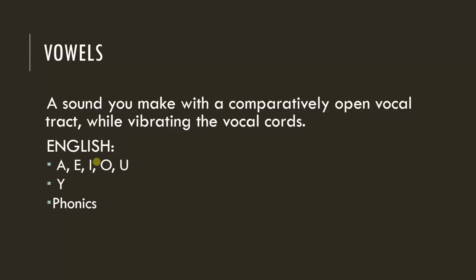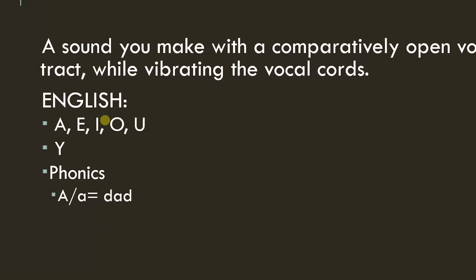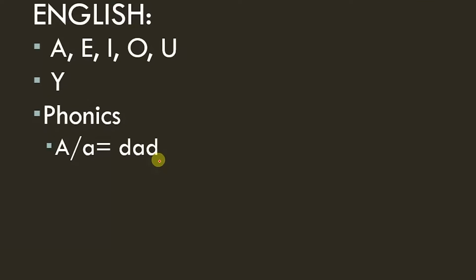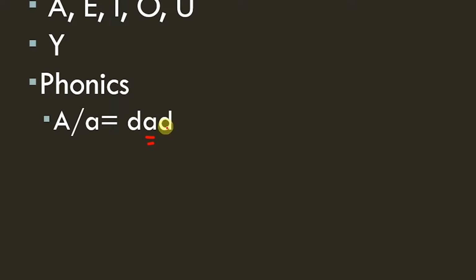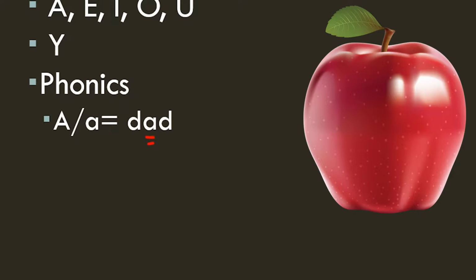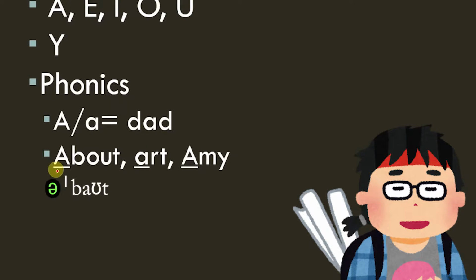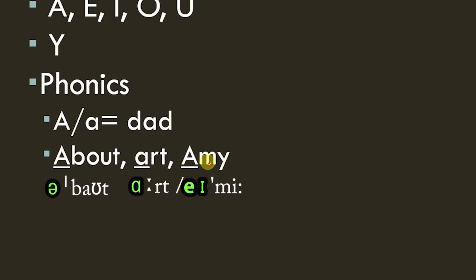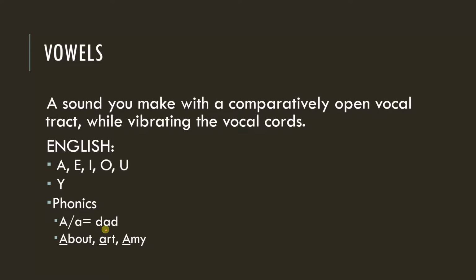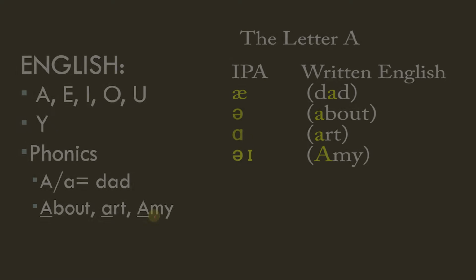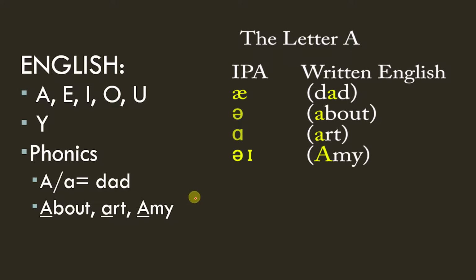Well, let's talk about phonics a little bit. We have this wonderful letter in English called A. And that A makes the A sound, like dad or apple. What about in words like about or art or Amy? Alright, so do you guys see a problem here? In English, sometimes we use one letter to describe many sounds. Luckily, this almost never happens in Japanese.